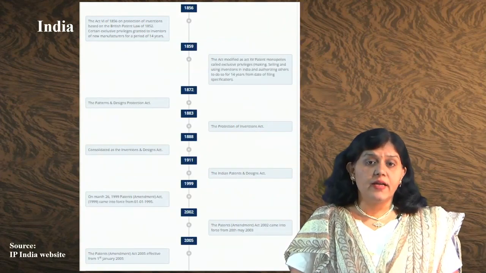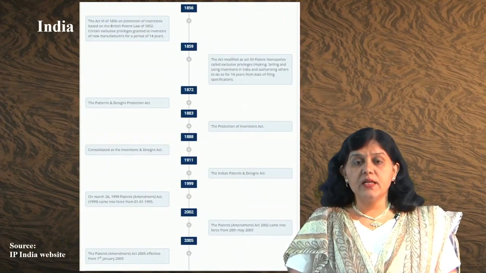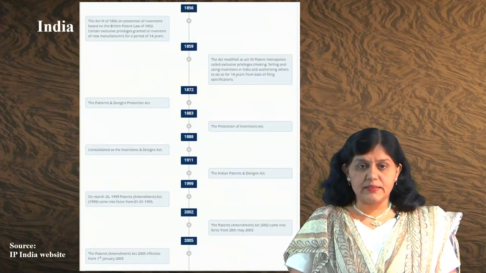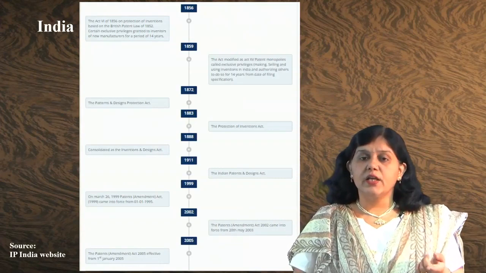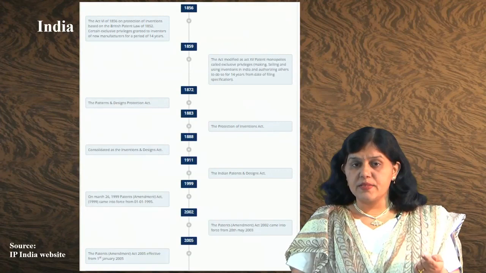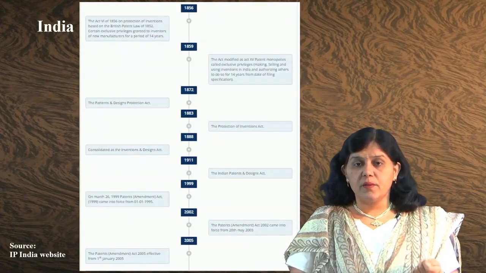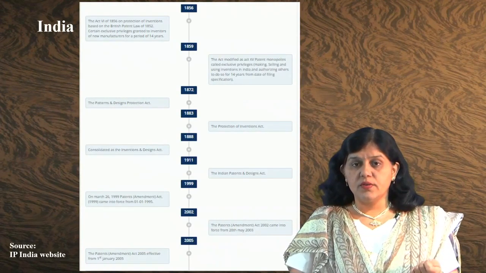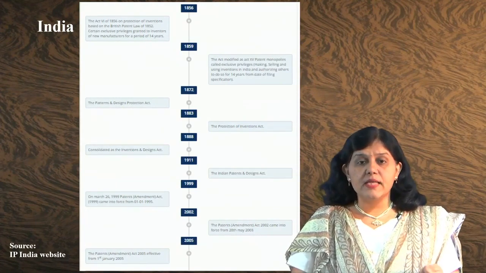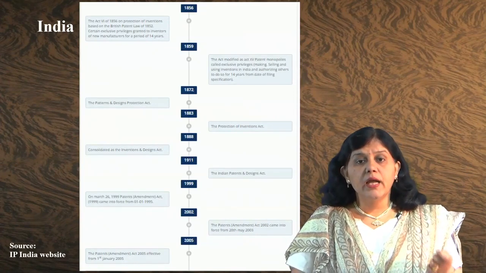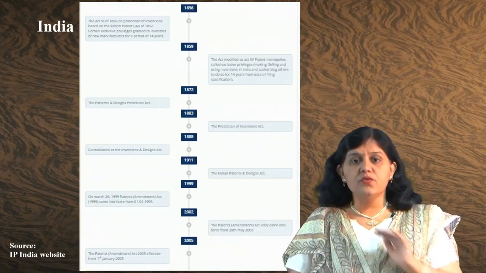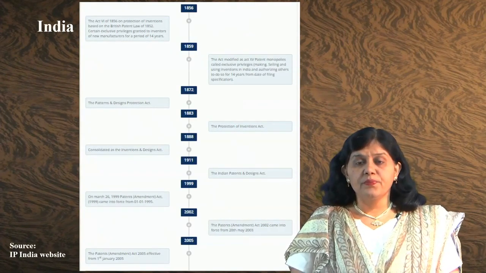In 1995 India became a signatory to TRIPS. What is TRIPS? TRIPS is Trade Related Aspects of Intellectual Property Rights. Once you become a signatory, you have to follow the guidelines given by TRIPS. So it became obligatory for India to include the provisions of TRIPS, and therefore the Indian Patents Act 1970 was amended in 2002 and then in 2005 to fulfill the TRIPS obligations.